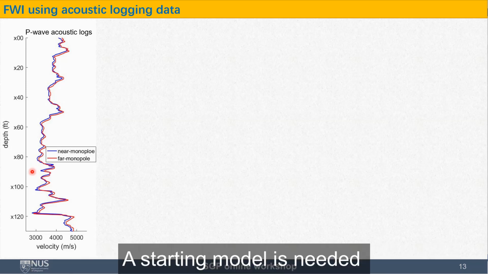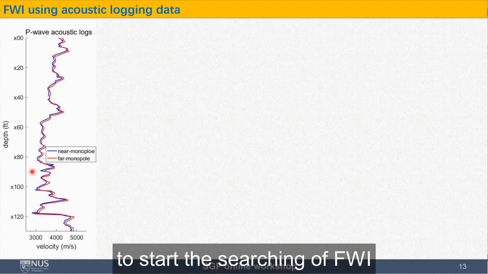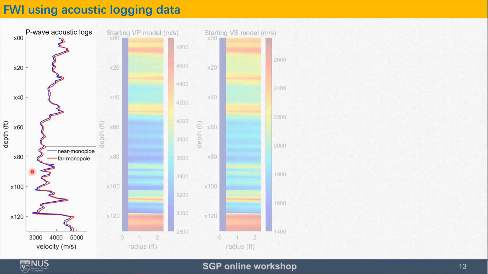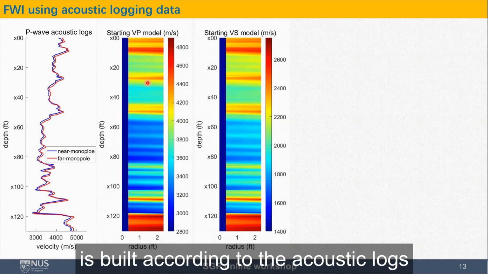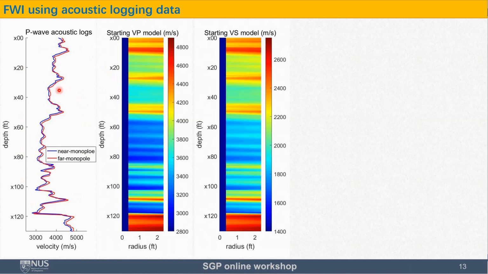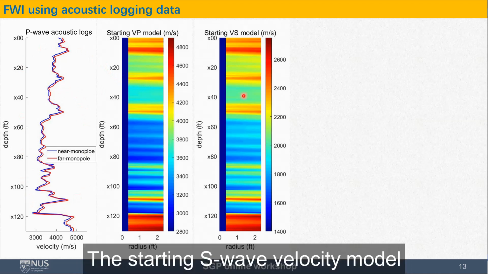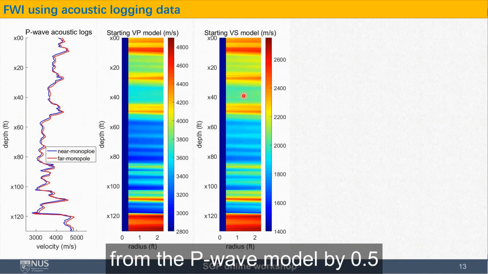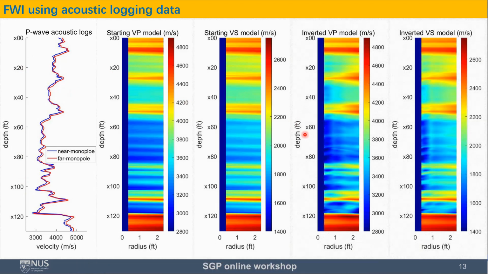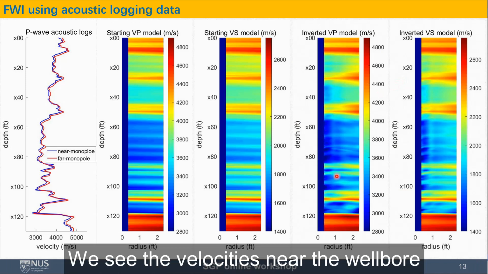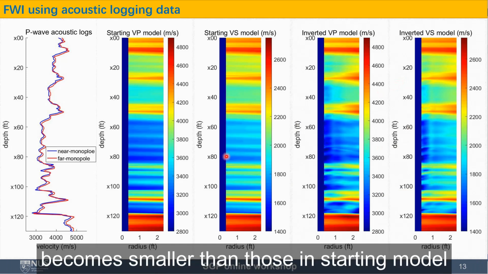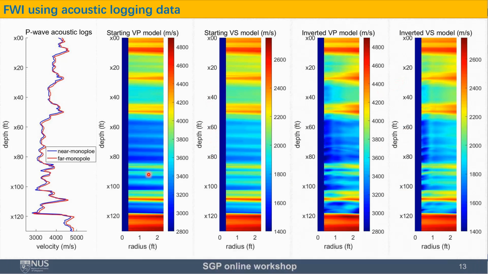A starting model is needed to start the searching of FWI. This starting P wave velocity model is built according to the acoustic logs. The starting S wave velocity model is obtained by scaling from the P wave model by 0.5. This is the inverted velocity model after 50 iterations. We see the velocities near the wellbore become smaller than those in the starting model.